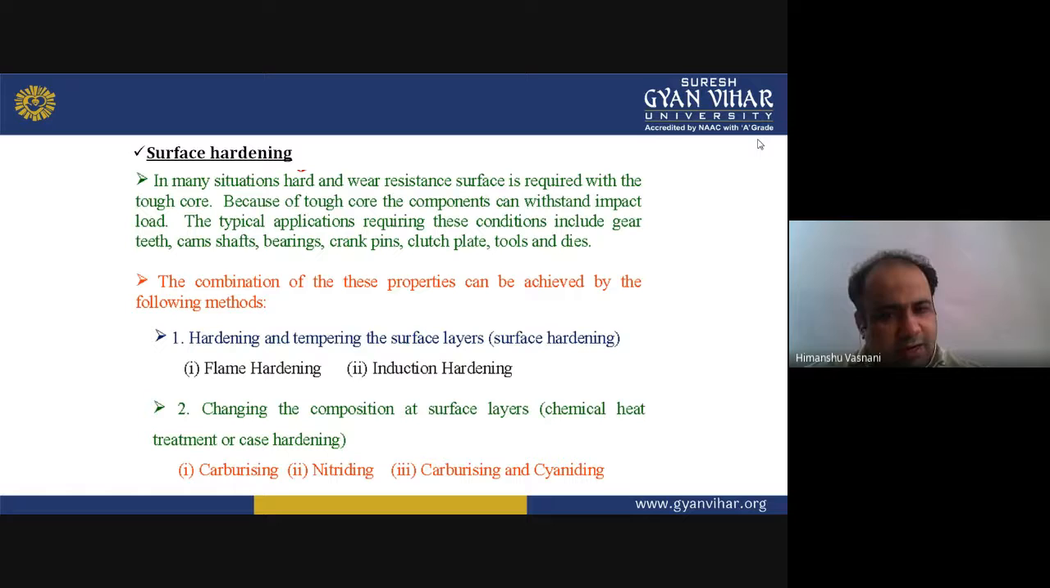The combination of these properties is achieved by the following methods. If you go with hardening and tempering of the surface layers, the processes are called flame hardening and induction hardening. And if you want to change the composition of the surface layers, then you go with carburizing, nitriding, and cyaniding. These are the heat treatments you use in each case.